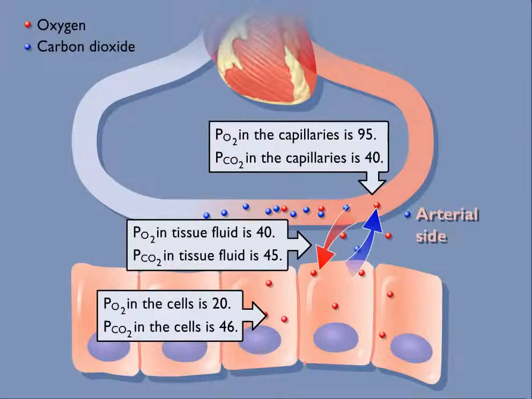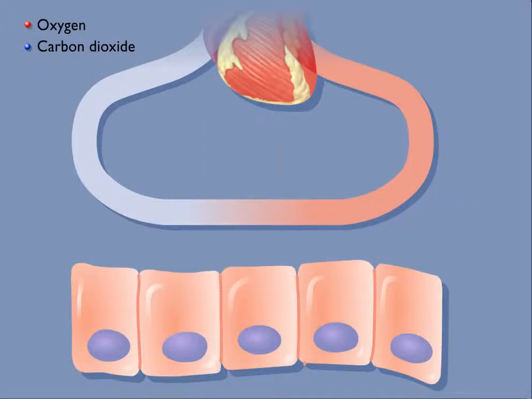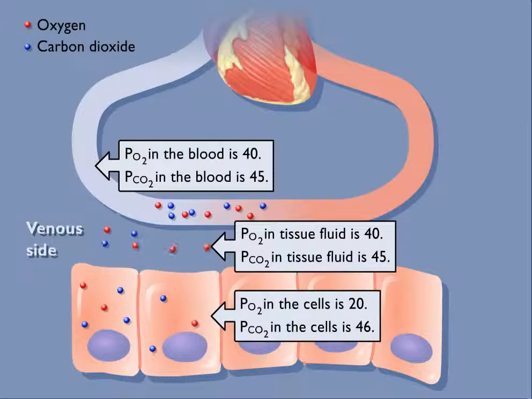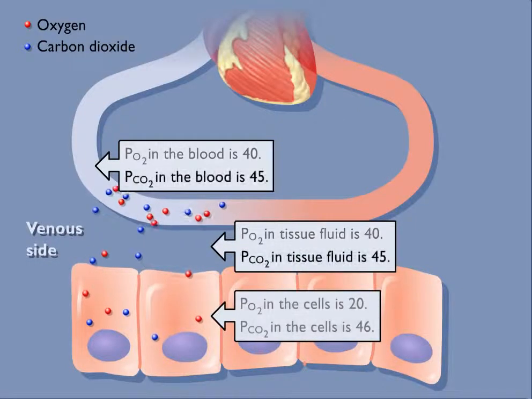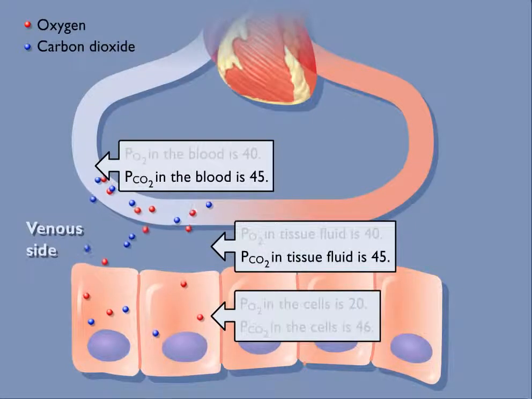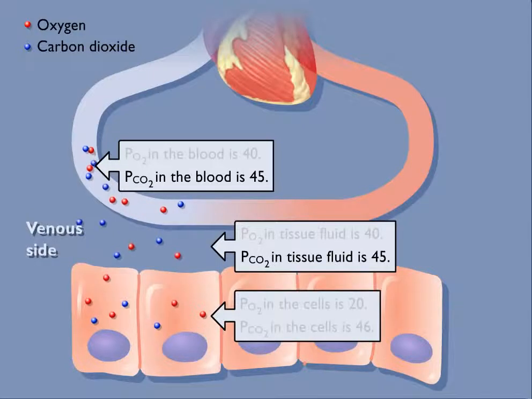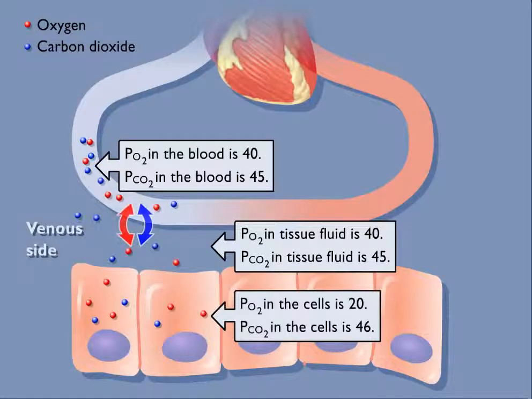At the venous ends of tissue capillaries, the PO2 in the blood is equal to the PO2 in the tissue fluid, and the PCO2 in the blood is equal to the PCO2 in the tissue fluid, resulting in no more net movement of O2 or CO2. The blood now carries the O2 and CO2 to the lungs. In the body, all of these exchanges occur simultaneously.